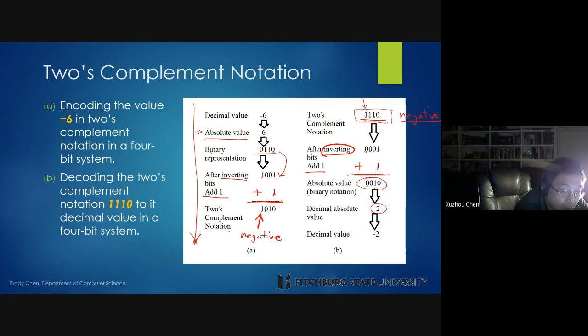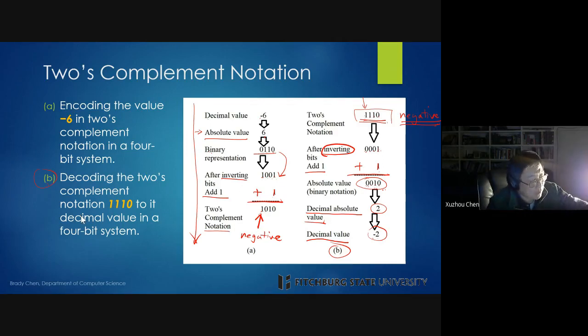Now this is the decimal absolute value. However, we know that this is a negative number, so the actual decimal value is negative. That's for encoding -6 into two's complement notation for 4 digits, and then we basically decoded the two's complement with 4 digits. Now that's just for 4 digits.